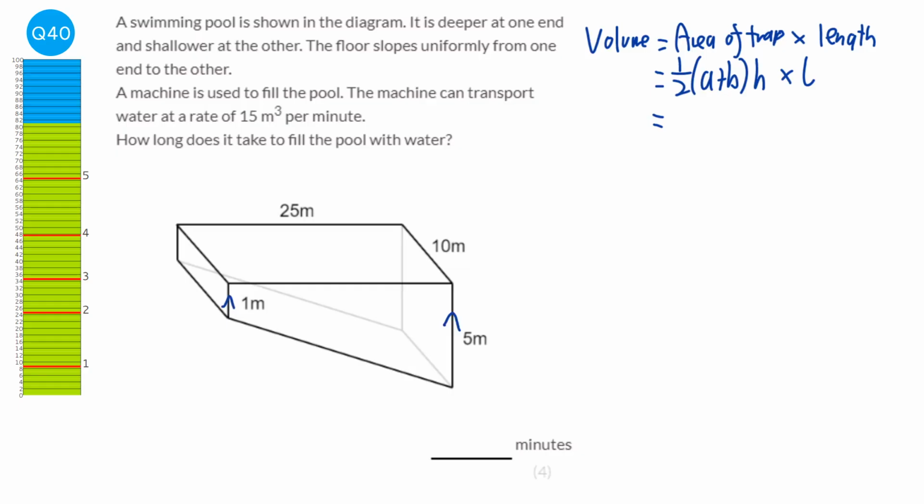So what perpendicular means, between the bases. So this will be the 25 meters here. So it's going to be half, and then we're going to add 1 and 5 times that by 25. The length is how 3D it is, so it would be that 10 there. So we're going to times that by 10, and that will give us 750. So it's 750 meters cubed.